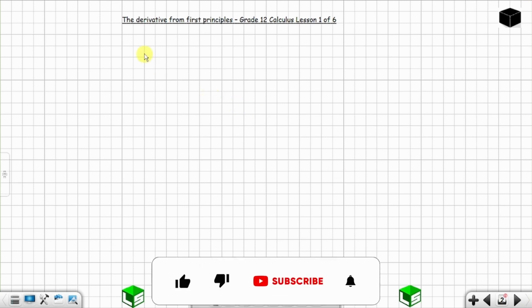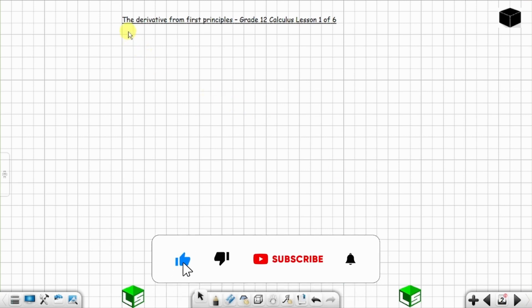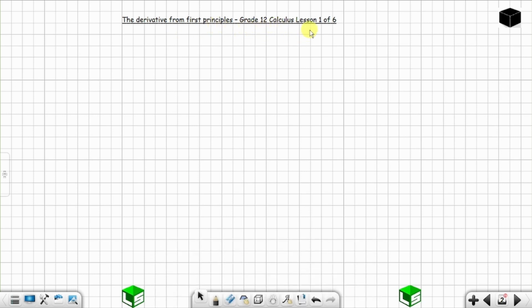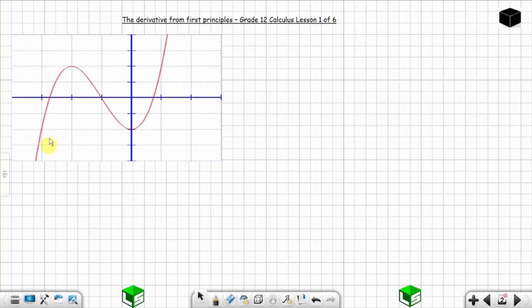Okay, in today's video, we are going to talk about the derivative from first principles. This is grade 12 calculus, lesson 1 of 6. Okay, let's say you have the graph of f, and you are required to find the gradient of a tangent line which is touching this graph of f at a point.